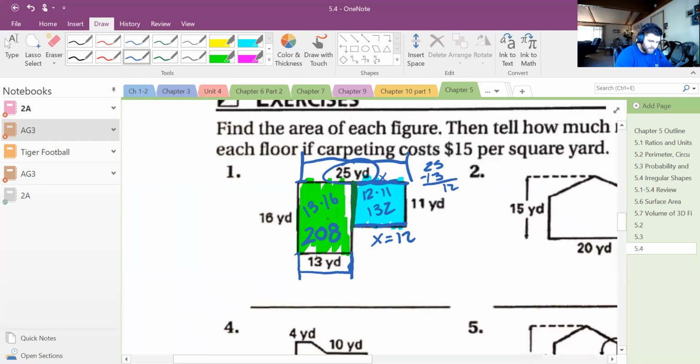Okay, so now I have this and this. Well, how do I find the area of the whole thing? All you gotta do is add them together. So 208 plus 132, we get what, 340?